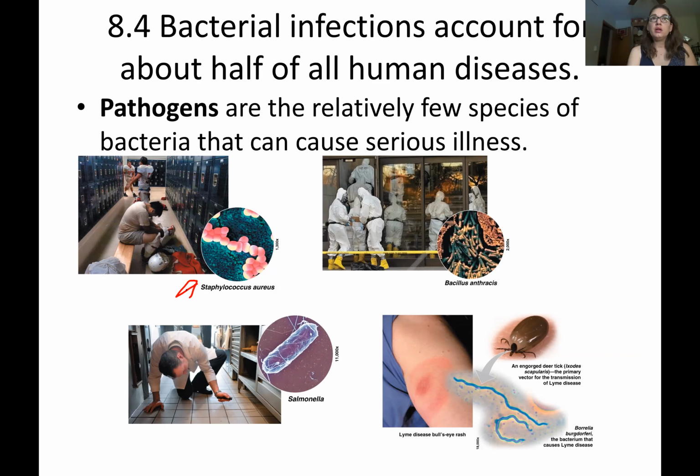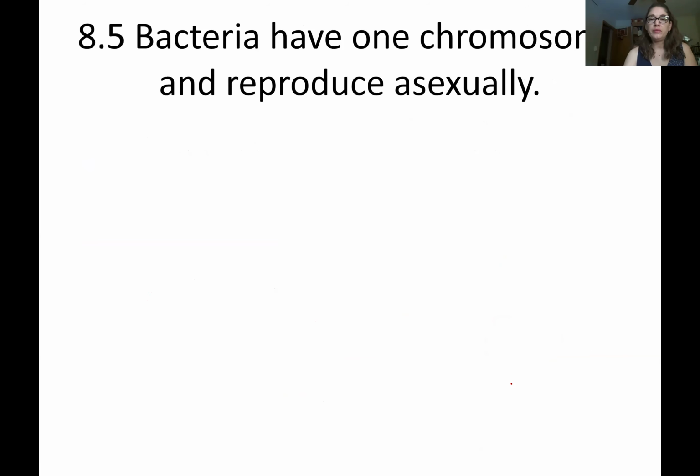which can cause, I think MRSA is, no, MRSA's staph. I'm not 100% sure. I'm a little rough on whether MRSA is staph or strep. I think it's Staphylococcus. MRSA is methicillin-resistant Staphylococcus aureus, which is a very difficult infection to treat. Bacillus anthracis, that's anthrax. Salmonella, and then here's Lyme disease, caused by a spirochete, a spiral-shaped bacterium.